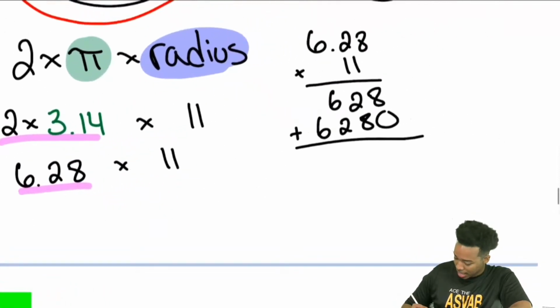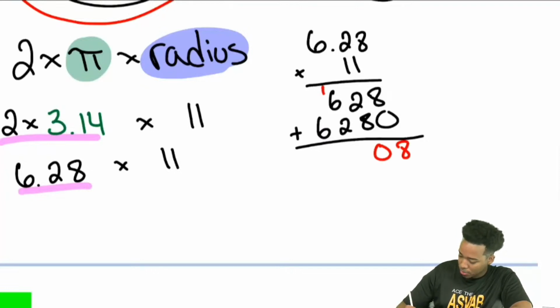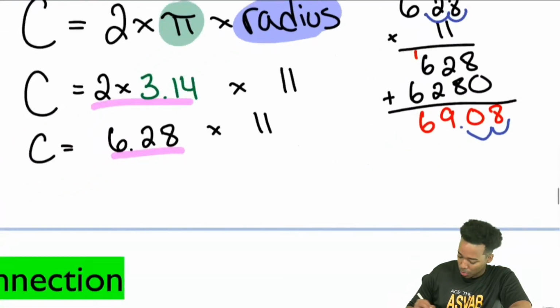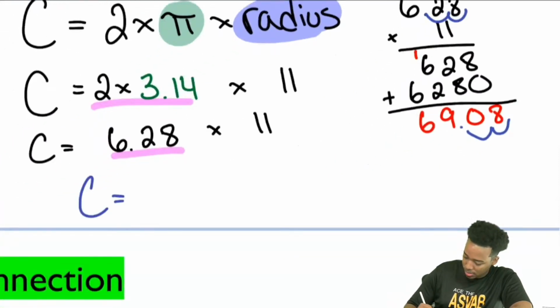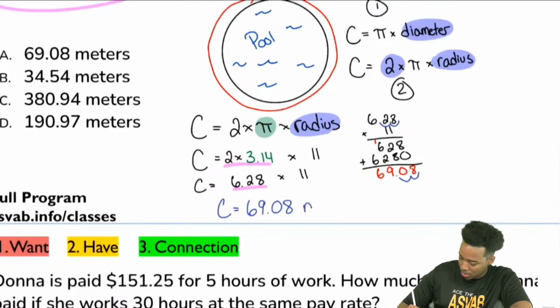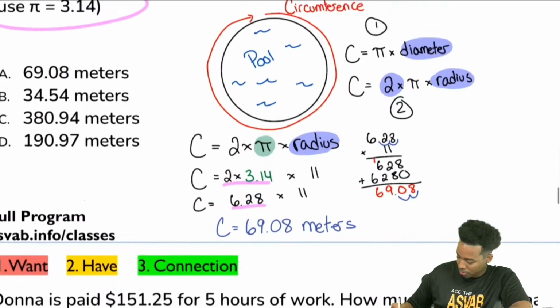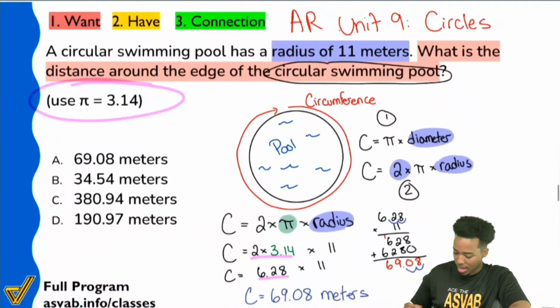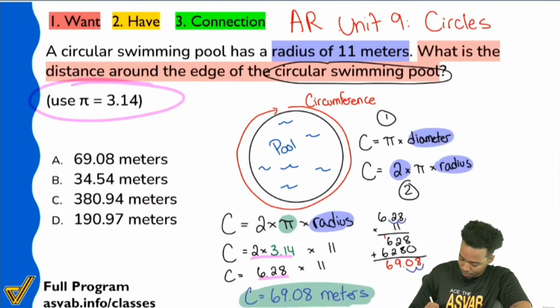Here we go. Lastly here, I'll go ahead and use red. We got 8, 10, carry the 2, 9, and 6. A total of how many decimal places? 1, 2, 1, 2. So that's going to be 69.08 as the circumference. And we are done. We said meters, so it's meters. And there we have it. Booyah. And that's A.